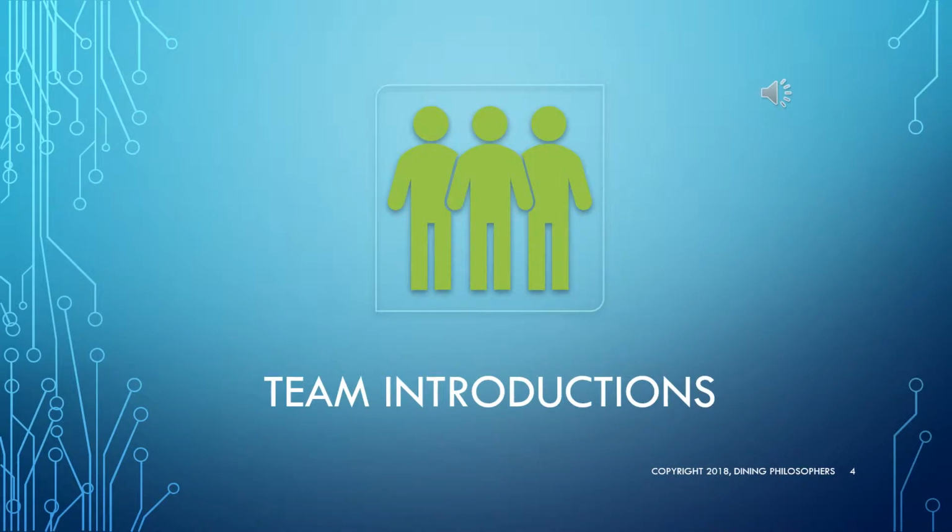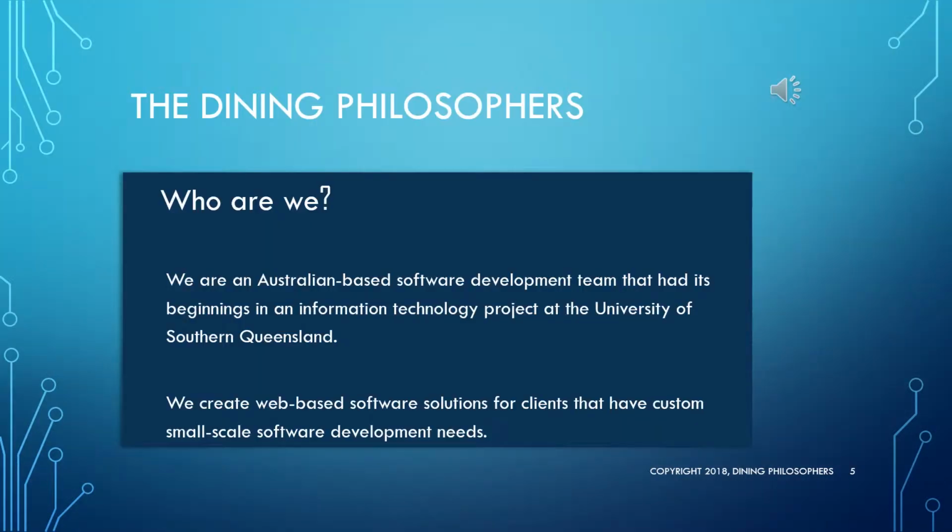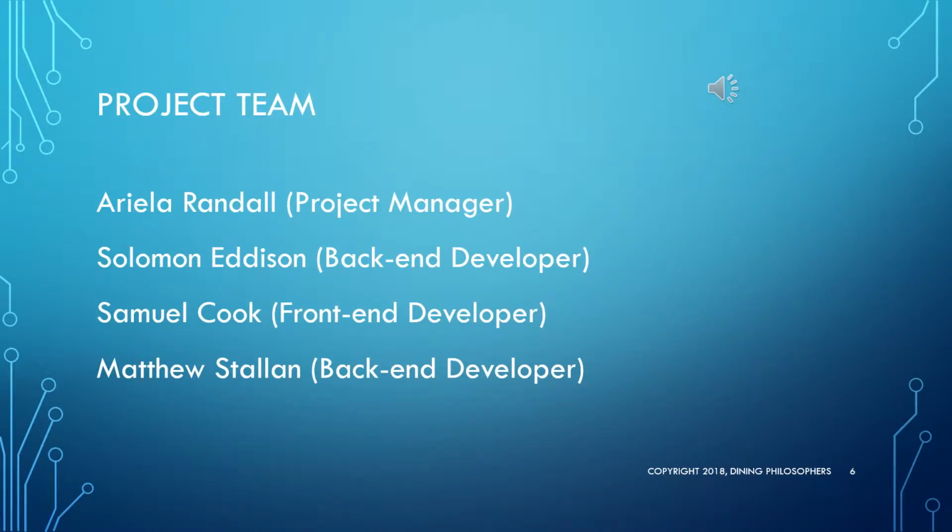So to begin with, I'd like to introduce the team. The team name is the Dining Philosophers. We are an Australian-based software development team that has begun at a university in an information technology project. We create small-scale software solutions for clients that have custom development needs. So the project team consisted of 4 main roles: a project manager, 2 back-end developers, and a front-end developer.